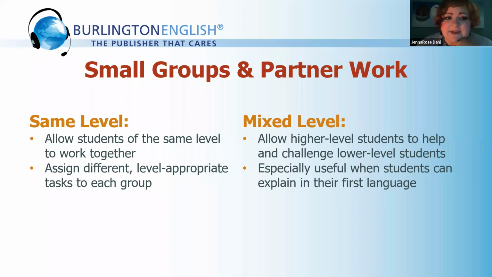Okay, and so, when you're building your small groups and your partner work, when you get folks together of the same level, that means you can give them level appropriate tasks for that whole group. And that can be a huge benefit to your class. On the flip side, when you mix them up, you can have those higher level students help or challenge the lower level students, help them move up a bit more, especially when you've got that translation piece. Yeah, and I agree. I know we need to find a good solution for our 1% student that doesn't speak the same language as everyone else in class.